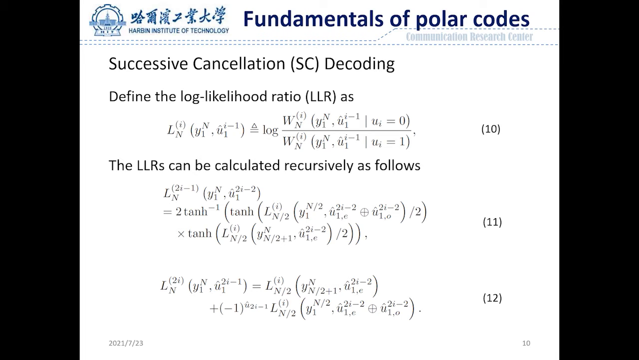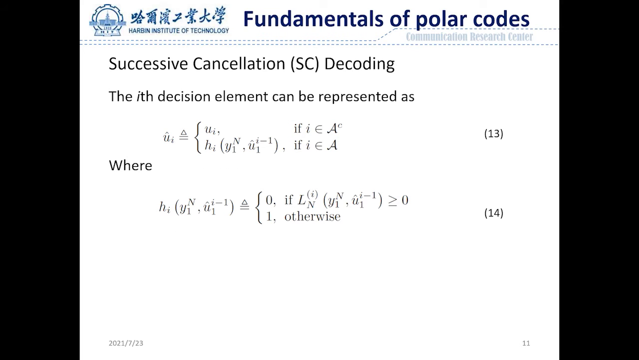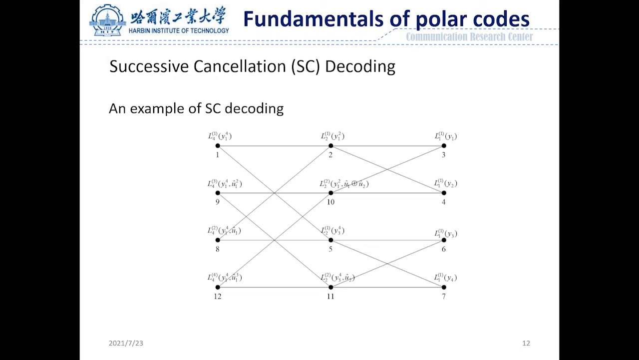Next, we introduce successive cancellation decoding of polar codes. The log likelihood ratio, LLR, is defined as equation 10, and the LLR can be calculated recursively as equations 11 and 12. The decision element can be represented as equation 13. Here is an example of SC decoding. The nodes are labeled according to their order when they are activated.